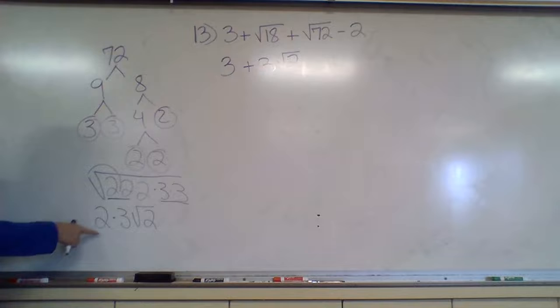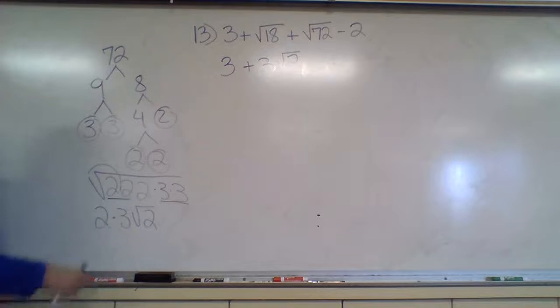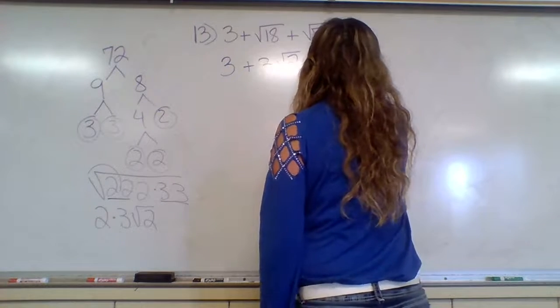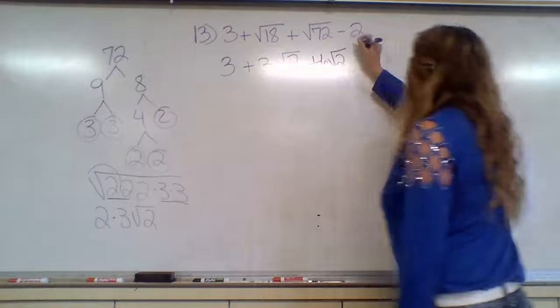So I pulled out a 2 and a 3, so I have 2 times 3 times the square root of 2, which is 6 square root of 2. And then minus 2.